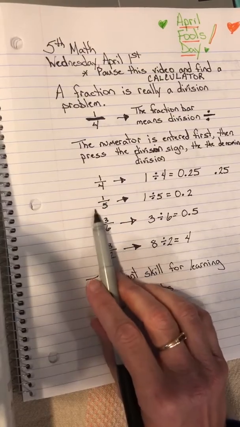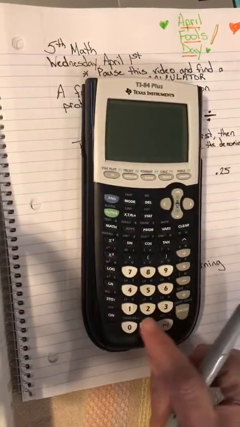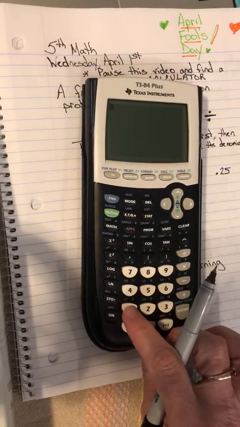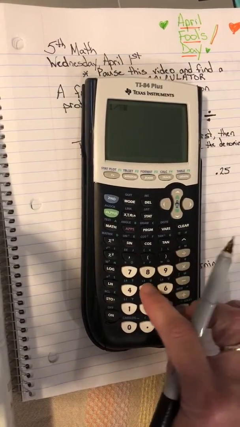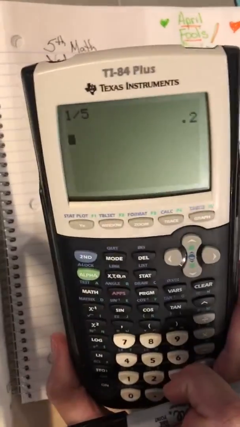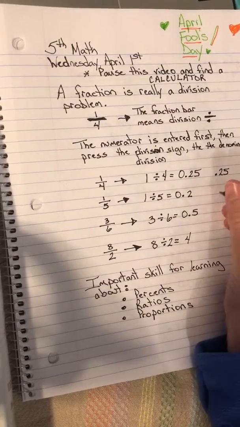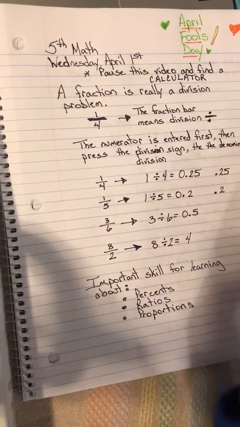Our fraction is 1/5. We want to turn it into a decimal. So put in 1 divided by 5, hit equal or your enter button. And you can see that you would get 0.2.